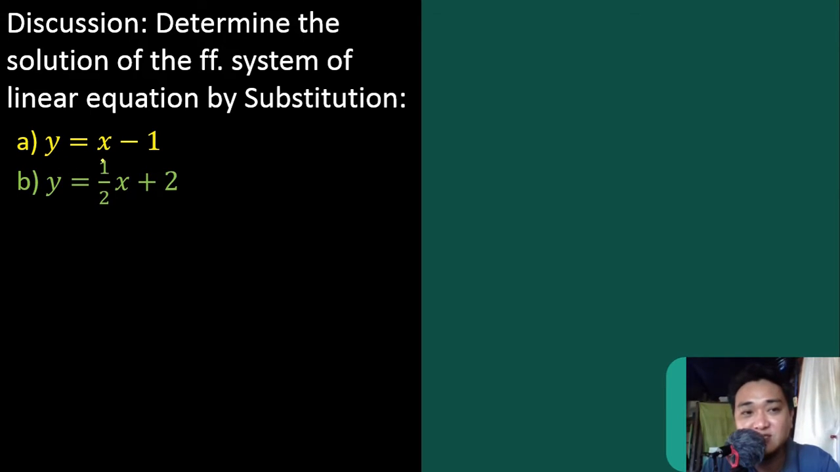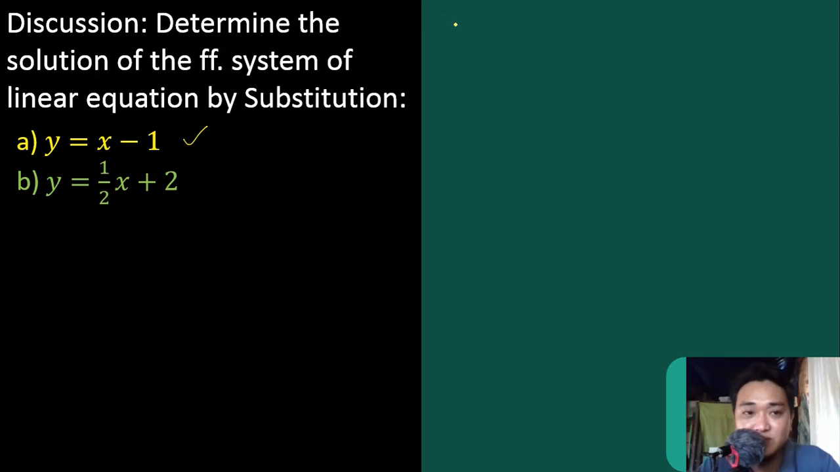So, say for instance, ginamit natin yung unang linear equation. Ito po. As the value of y, all we have to do now is to substitute it to the second equation. So, what will be the value of y? The value of y here is, let's say, we want to use this linear equation. The value of y is x minus 1. And let us substitute it here. Ito po.